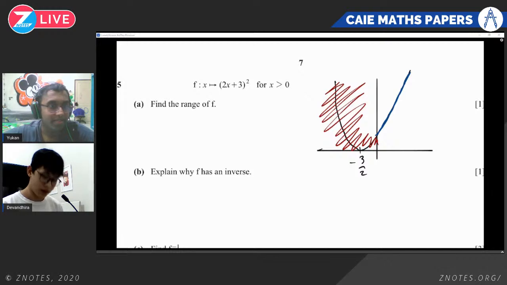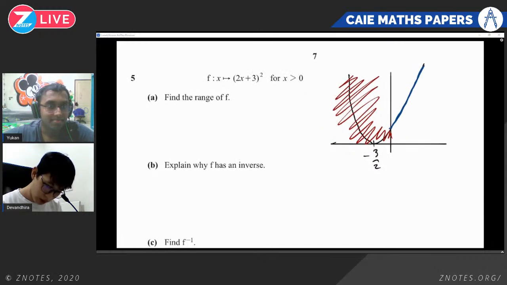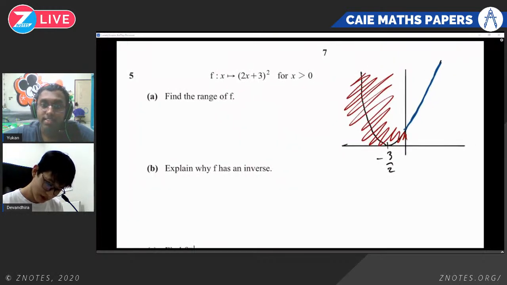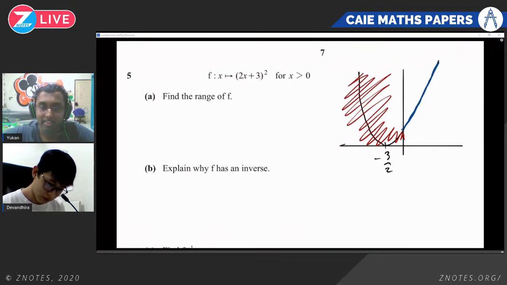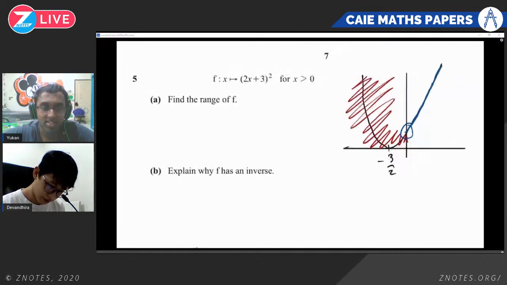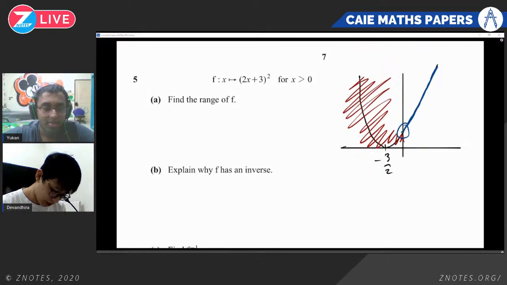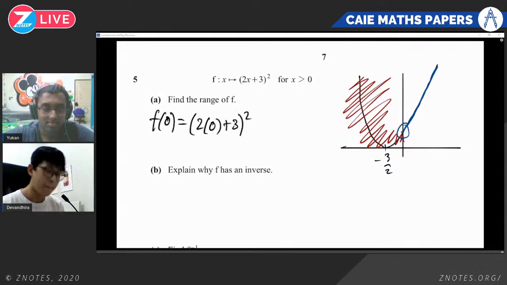Yeah, that's correct. So how can we find this? We can see that the lowest point in the graph is when x is 0, so we can substitute that into our equation. Okay, so we have f of 0 is equal to 2 times 0 plus 3, squared. And then that's just 9.